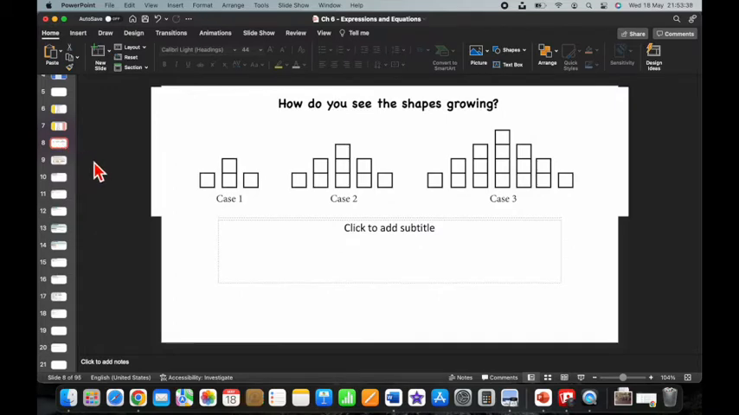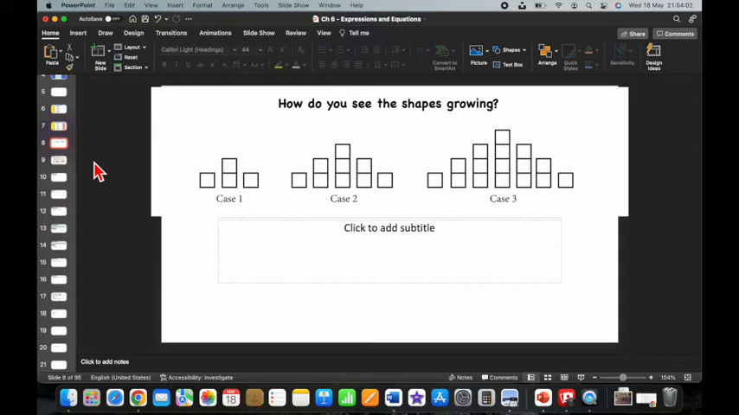All right, so next up, once students are all ready, I would like you to have a look at these 3 cases in front of us here on the screen. So we've got case 1, case 2, and case 3. How do you see the shapes growing? That is the question that is being asked.